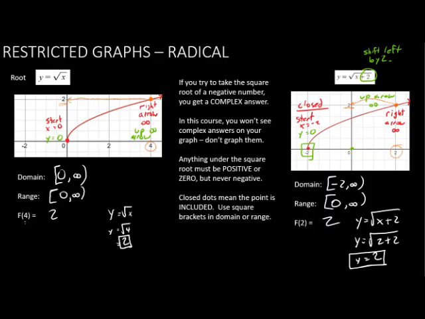This is how we find domain and range of radical functions.